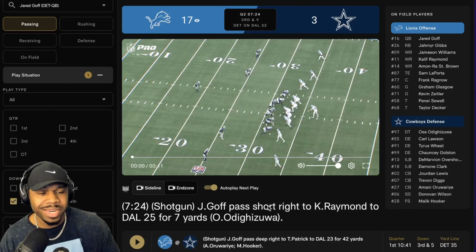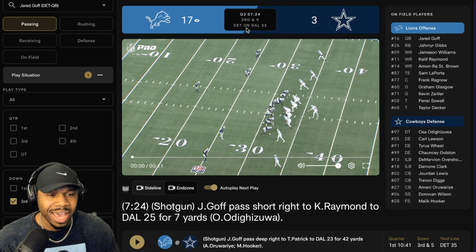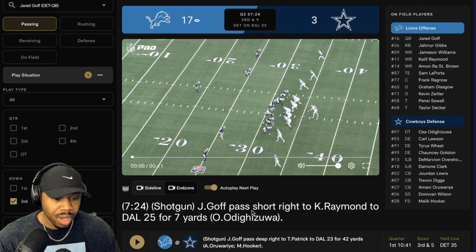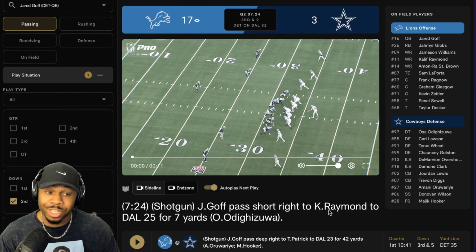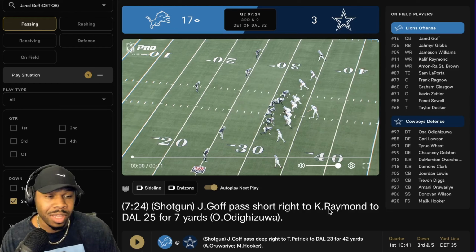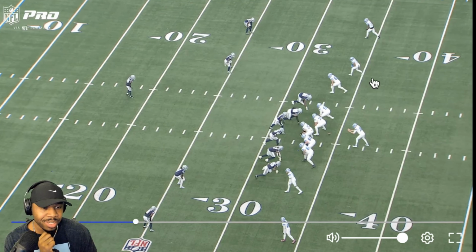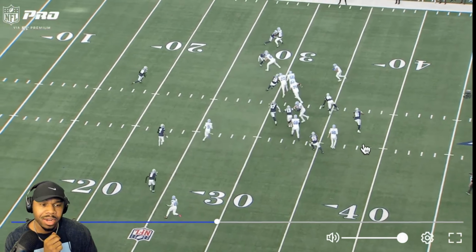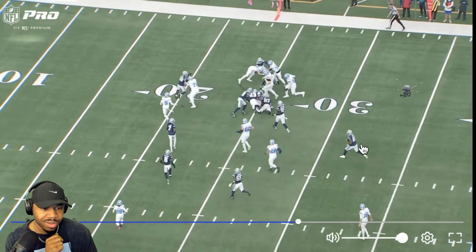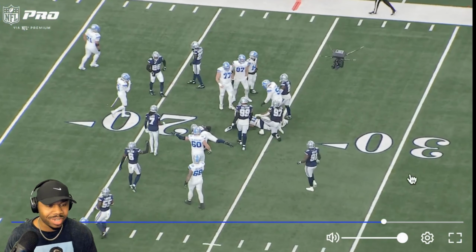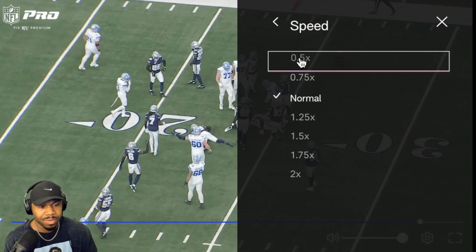I'm going to go ahead and speed these up because we got like five more to do. So we got second quarter, 7:24 on the clock. It's third and nine. And we have a short pass right to Raymond for 7 yards. Damn, almost the first down. Run it. We got empty again. We got 11 personnel. And we got another screen. Right? Wow. I like it. Just like the previous concept, right?